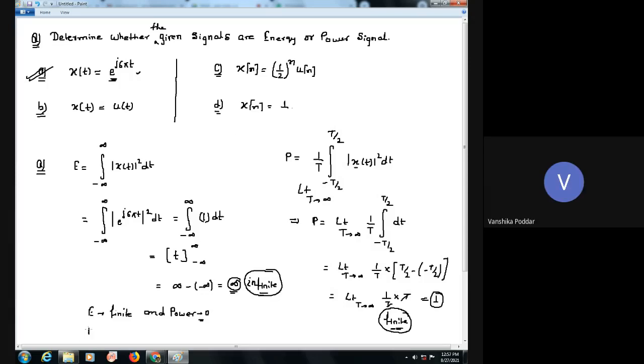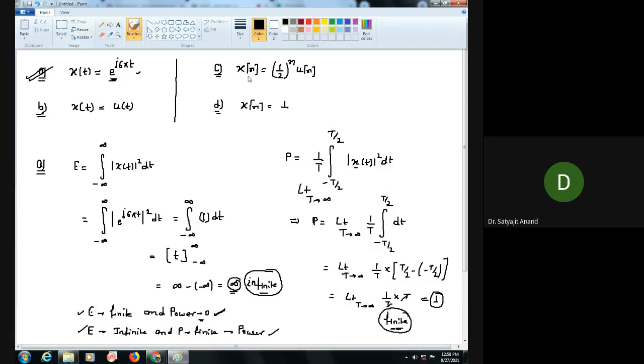Yes, sir. So in a power signal, energy is infinite and power is finite. So this is a power signal. Sometimes it may be a case where it does not satisfy any case. In that case, you say neither energy nor power. If this case satisfies, we say the signal is energy. If this case satisfies, we say the signal is power. If both cases are not satisfied, then we can say that the signal is neither energy nor power. So this will be your answer for that case.